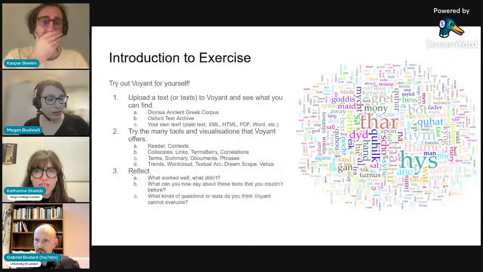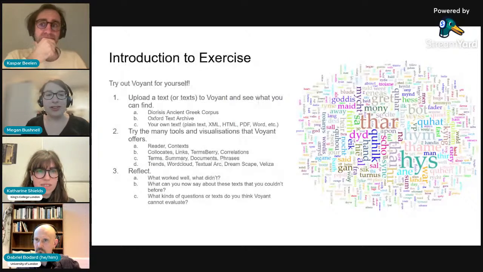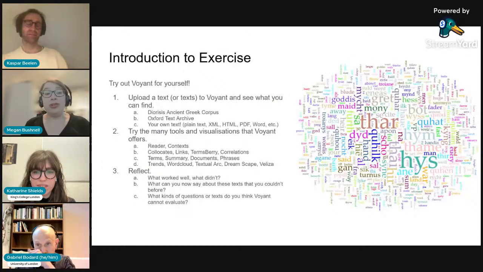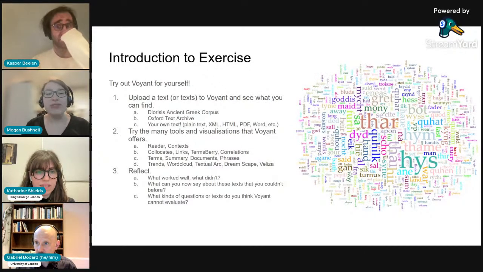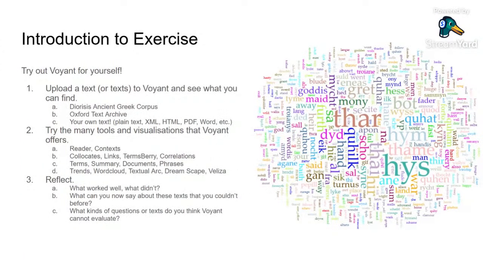So the exercise we've put together for everyone is a very basic one: just upload a text or several texts into Voyant and see what you can find. We've got a couple of possible resources for you to use. There's the Dionysus Ancient Greek corpus, of course. There's also the Oxford Text Archive, which is where I work, or you can use your own text that you're interested in. You can use a text that's in plain text, XML, HTML, PDF, or Word. Those all seem to work fine with Voyant.